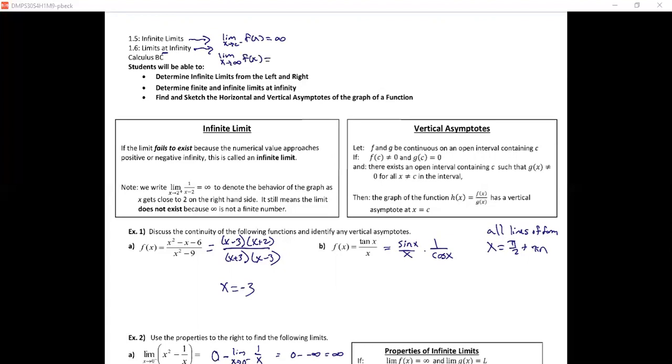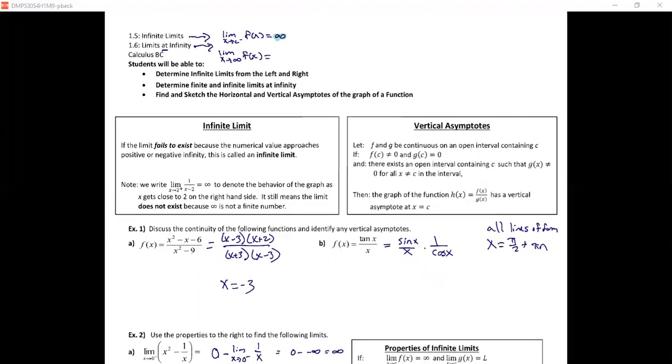So the infinite limits are when the limit does equal infinity. Keep in mind, infinity is not a value, it's more of a description. So because that is a description, the limit does not exist. So limit does not exist. That infinity is really a descriptor of how it does not exist. So infinity describes how it doesn't exist.